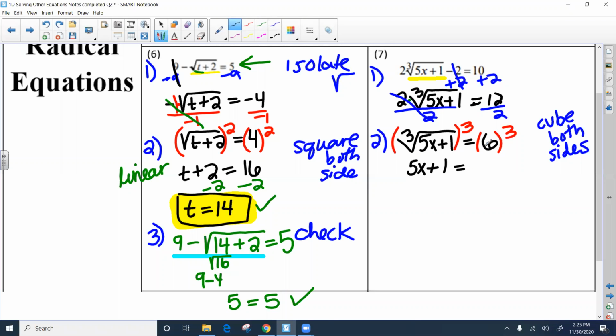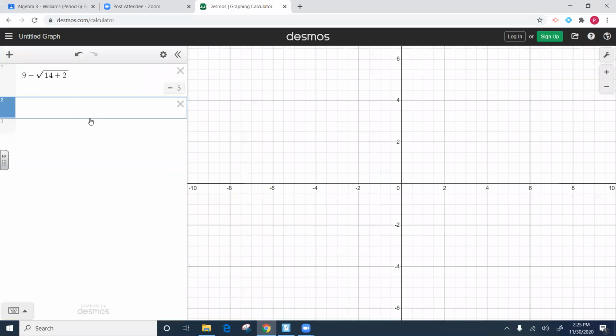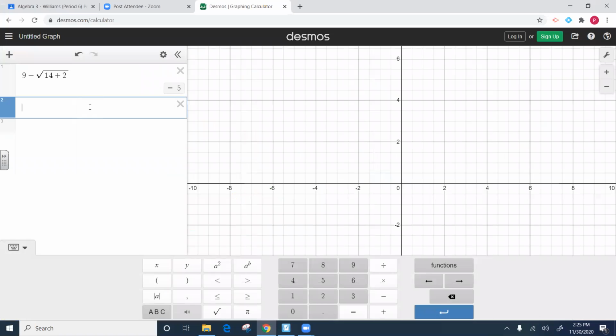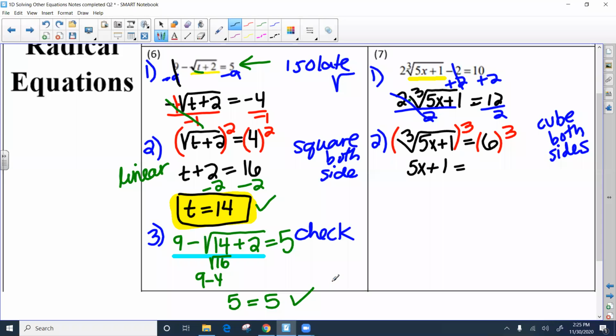On the right side, I have 6 cubed, so I actually need to evaluate that. That means 6 times 6 times 6. If you're not sure, feel free to use a calculator. 6 to the third power is 216. Okay, so we have 5x plus 1 equals 216. Then I solve for x like we normally would.